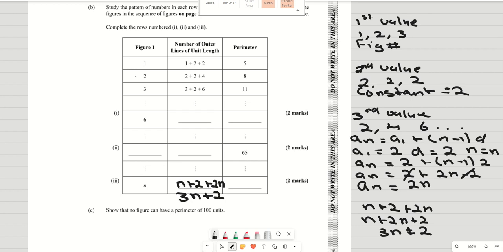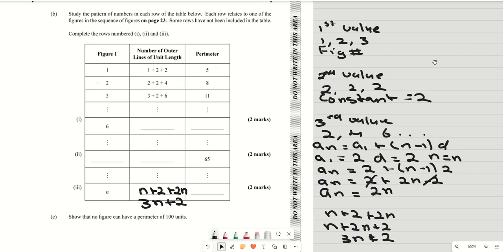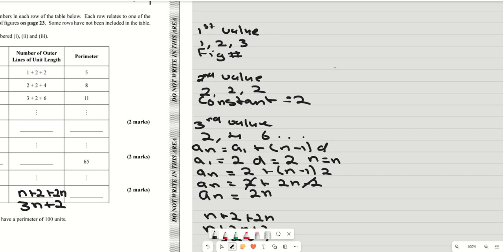Let's look at the perimeter now. I'll just go to the side here. Your sequence is 5, and then 8, and then 11. Let's see if there's a common difference. The difference between 5 and 8 is 3. The difference between 8 and 11 is also 3. So we know there's a difference of 3. Your first value, A1, is equal to 5.